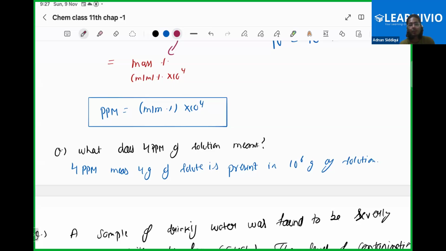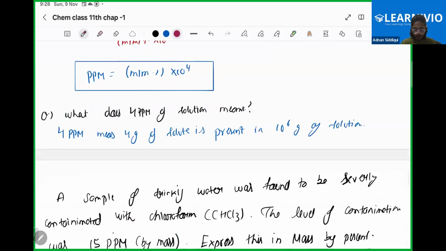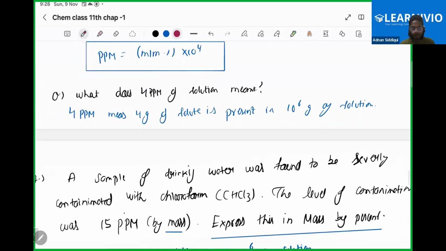So if I say 4 ppm solution, it means 4 gram of solute present in 10 to the power 6 gram of solution. By just this small data, you know the amount of solute as well as the amount of solution, right? If you understand this, then I would request you to solve this question. Let me give you some hints. You have a sample of drinking water. It was found to be contaminated by chloroform. The level of contamination is 15 ppm.